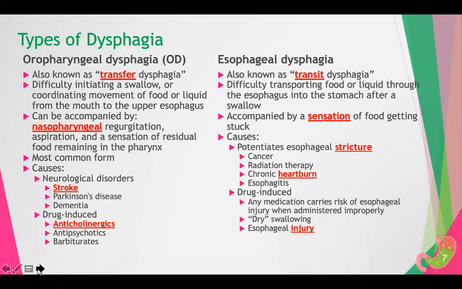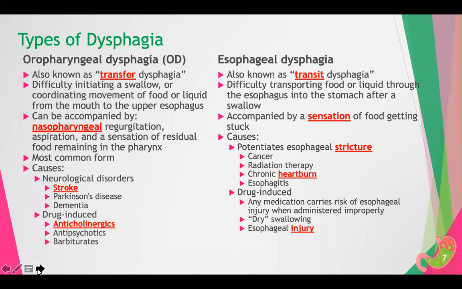So with our types of dysphagia, oropharyngeal dysphagia is more common. It's also known as transfer dysphagia, so there will be a difficulty initiating a swallow or coordinating the movement of food or liquid from the mouth to the upper esophagus. So they have difficulty actually swallowing. It can be accompanied by nasopharyngeal regurgitation, aspiration, and a sensation of residual food remaining in the pharynx. Again, this is the most common form.